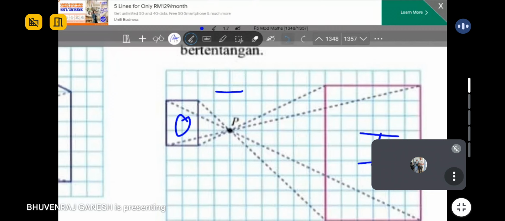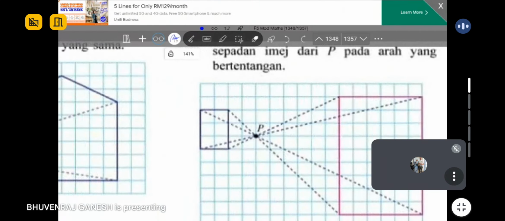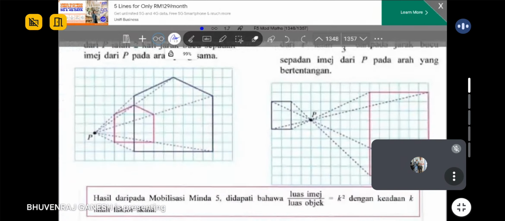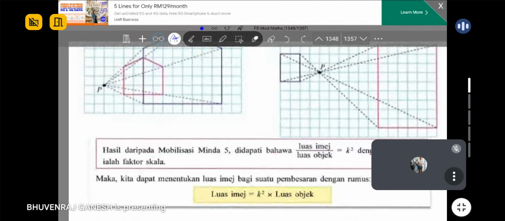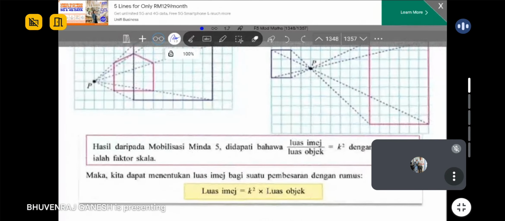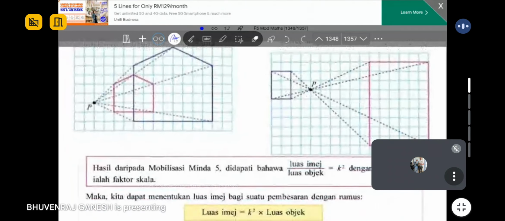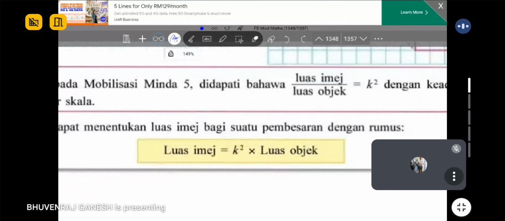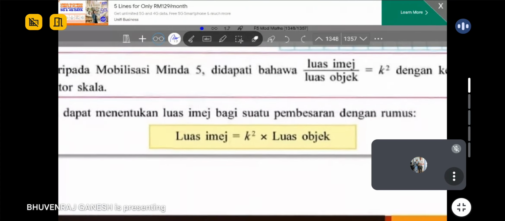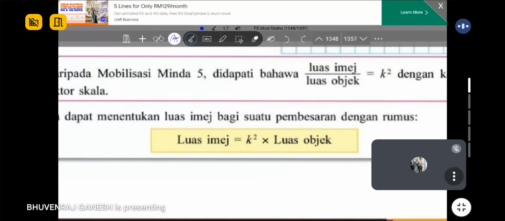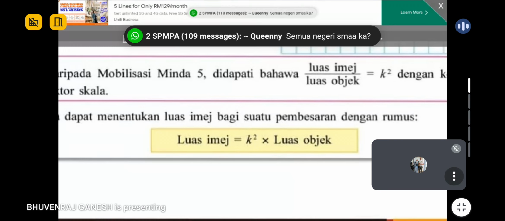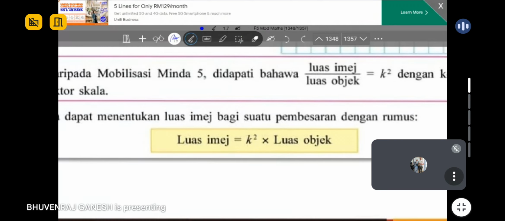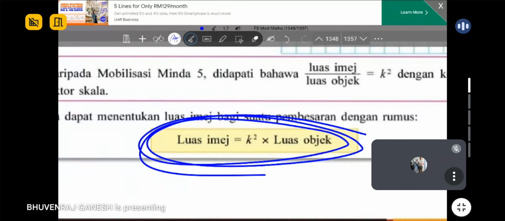So any problem with the drawing? Any specific question you want to ask, like the techniques or anything? Because the next part, we are going to the formula. Until now, everyone clear? Hopefully clear. So now we are going to learn this formula. Guys, this formula is very important, especially for combined transformation. You will always use this formula.